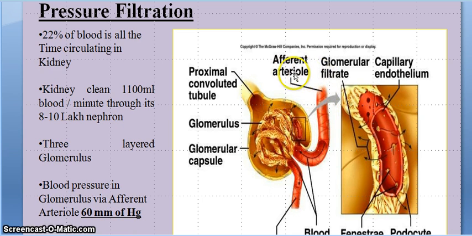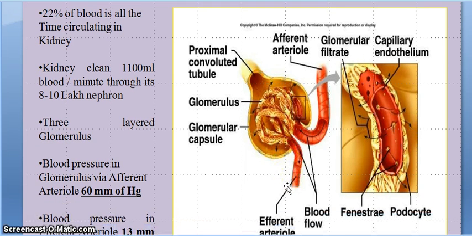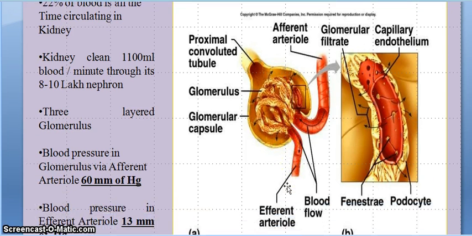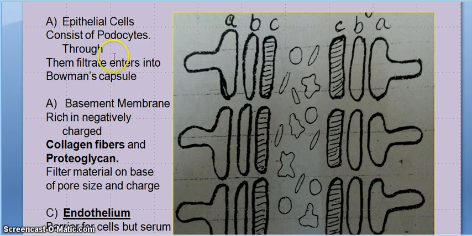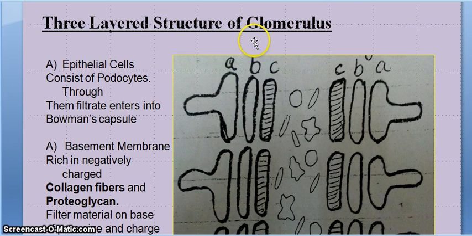This is the afferent arteriole. This is involved in the movement of the blood toward the capillary network, and the efferent arteriole moves blood outside the glomerulus, and in the efferent arteriole blood pressure is 13 mm of Hg, which is lower. The main reason of the filtration is the high pressure in the afferent arteriole.